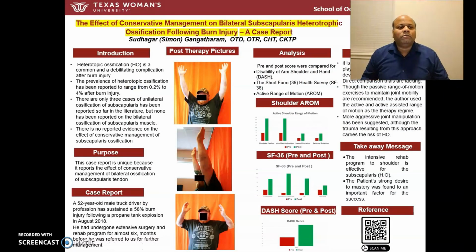So today my topic is the effect of conservative management on bilateral subscapularis heterotopic ossification following burn injury. So what is heterotopic ossification? Heterotopic ossification is when soft tissue becomes lamellar bone, and then we call it heterotopic ossification. Heterotopic ossification is a common complication following a burn injury. If you look at the prevalence rate, it's usually from 0.2% to 4% after burn injury.